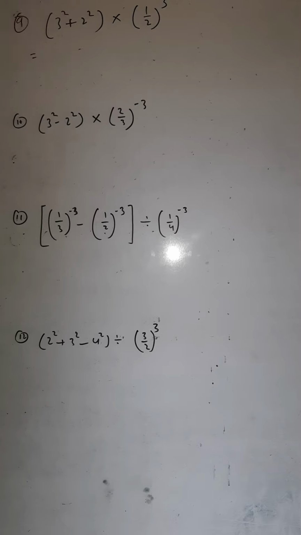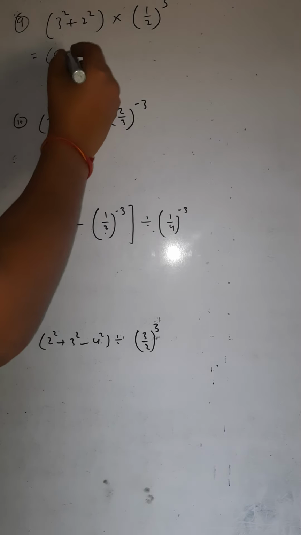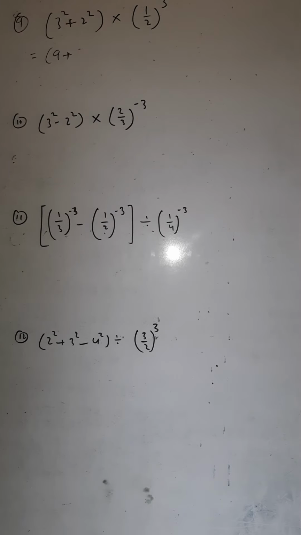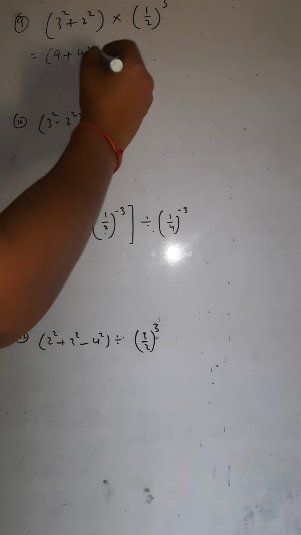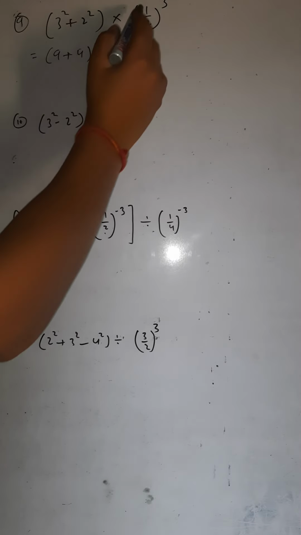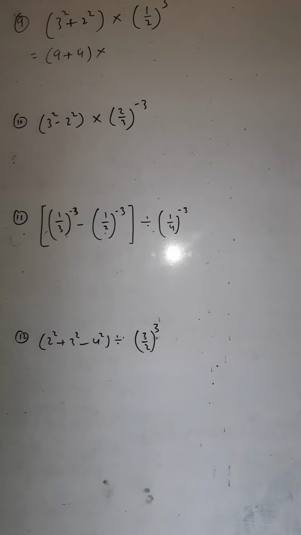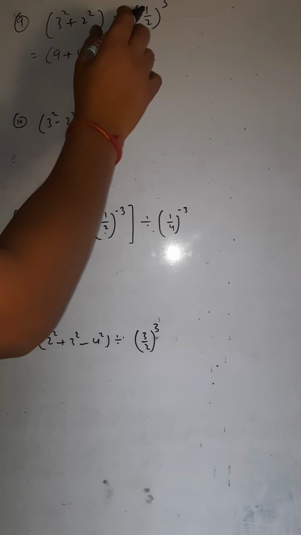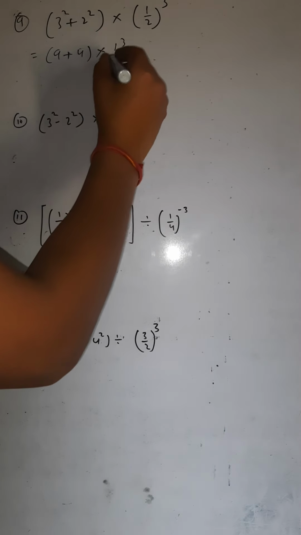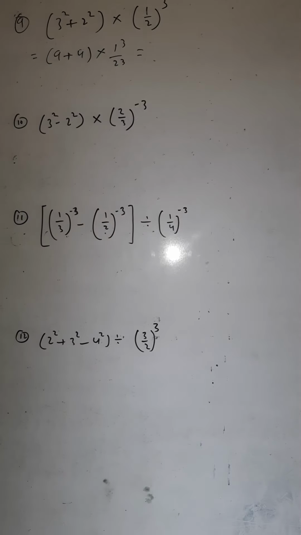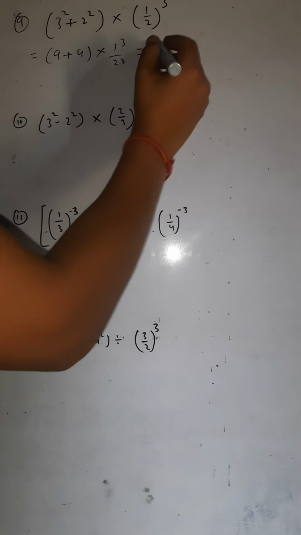Okay. So 3 raised the power 2 is 3 multiply 3. So answer is 9 plus. 2 raised the power 2 implies 2 multiply 2. So answer would be 4 here. Okay. Similarly, here also. 1 by 2 whole raised the power 3. It implies 1 raised the power 3 divided by 2 raised the power 3. Getting this? Very good. So 9 plus 4 is how much?